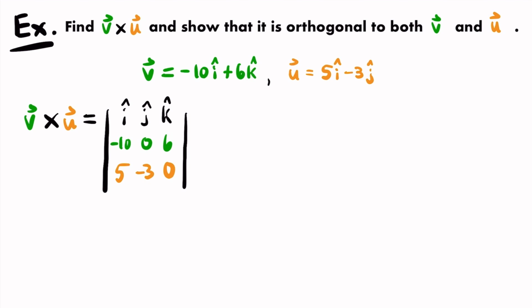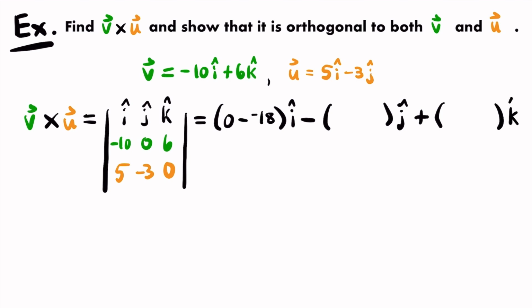Now let's calculate the cross product here. We'll start by looking at vector i. We'll cross out this row and this column, and then calculate the 2x2 determinant here. We'll have 0 times 0 minus 6 times negative 3. So this will be equal to 0 minus negative 18, right? 0 times 0 is 0, and 6 times negative 3 is negative 18. That will be multiplied by i. Then we're subtracting that second term, which is multiplied by j, and then we're adding a third term multiplied by k.